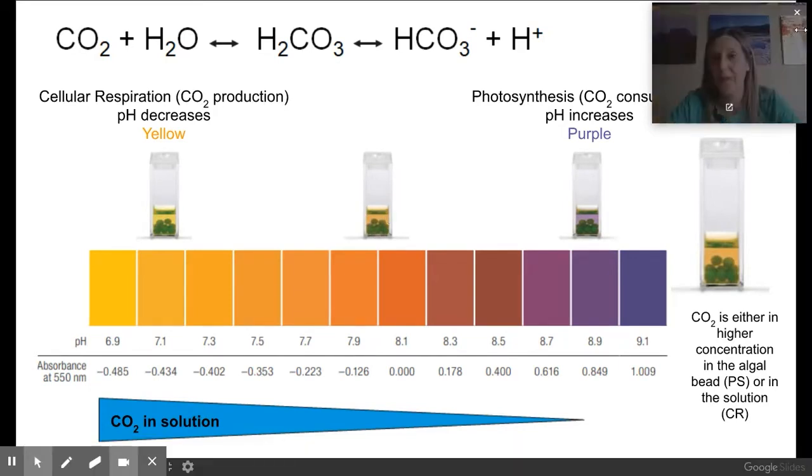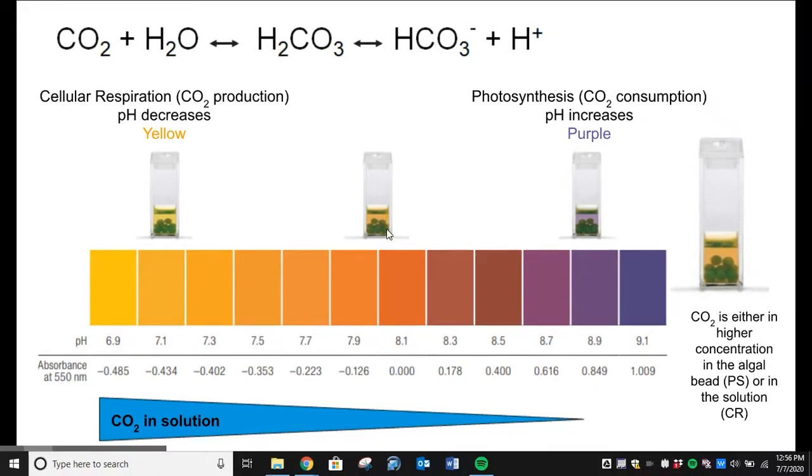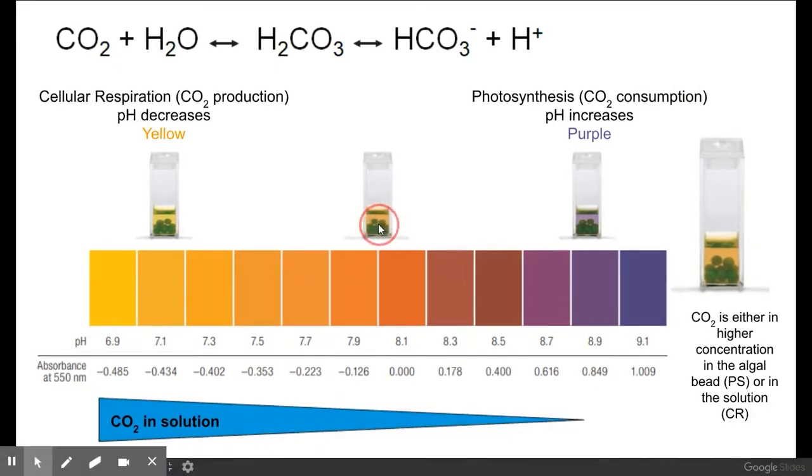So for example, if these algae beads are photosynthesizing quite a bit, they're taking in a lot of light, they're consuming CO2. And if they're consuming CO2, that means we're going to have a decrease in the content of the carbonic acid. If we're decreasing our carbonic acid, our sample is going to turn more basic, and that is going to turn our pH indicator solution, otherwise known as our CO2 indicator solution, to a purple color.